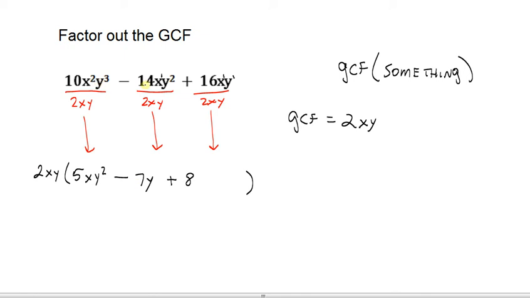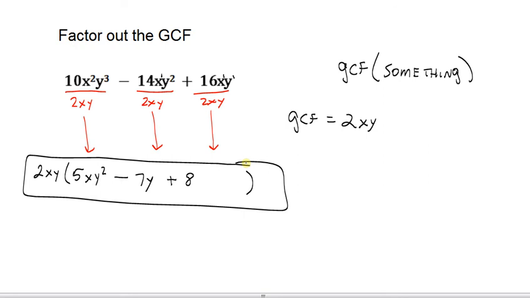2 times negative 7 is negative 14. There's the x, and y times y is y squared. 2 times 8 is 16. And then there's no xy in here, but I've got my xy out here. So 2xy times 8 is 16xy. So this confirms that this is in fact the correct factorization.